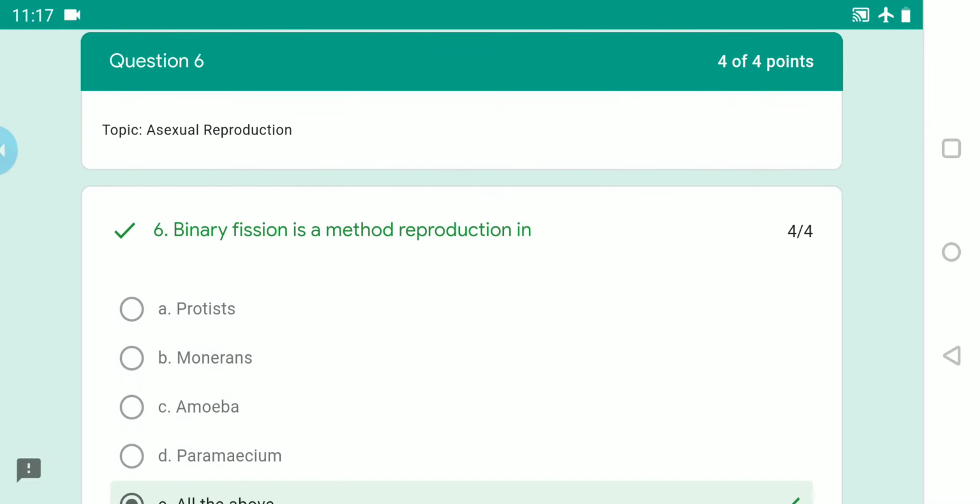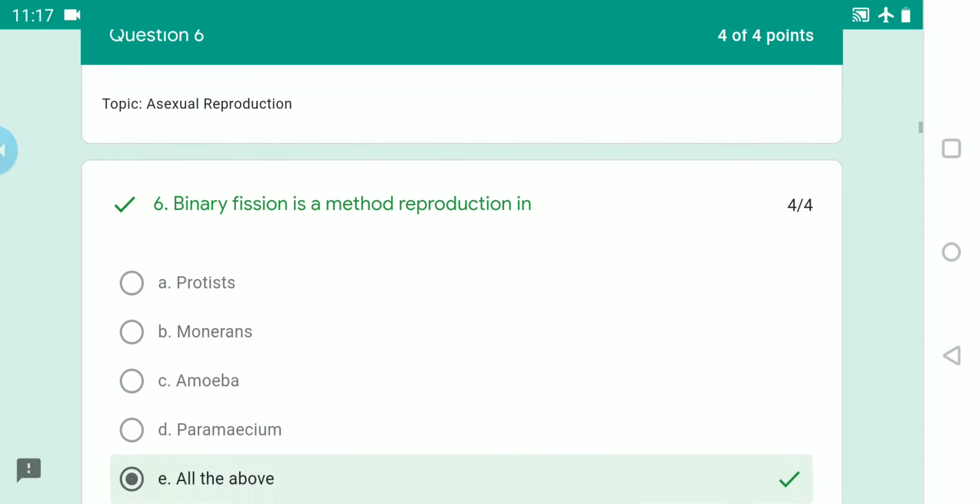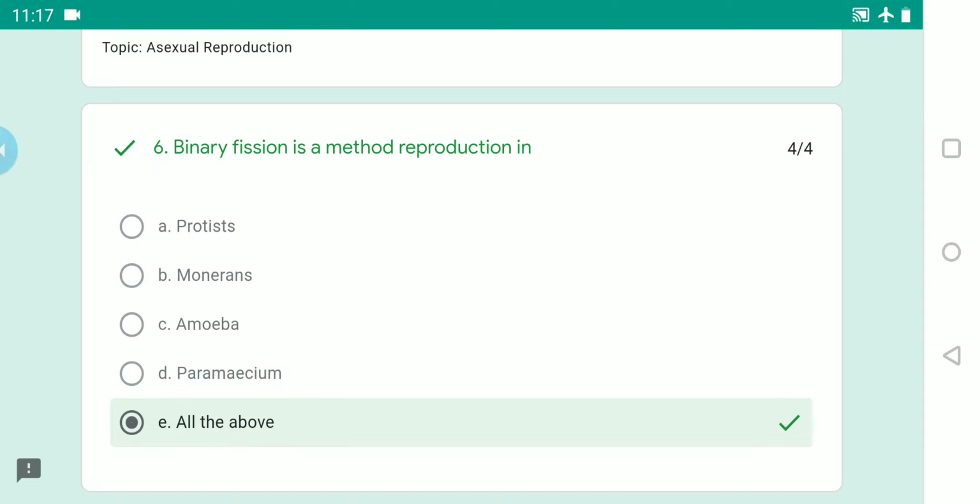The next question. Binary fission is a method of reproduction in unicellular organisms, including all the protists, monerans, amoeba, and paramecia. They all undergo binary fission. That means binary: 1 will become 2, 2 will become 4, 4 will become 8, like that. If the number continues, then it is considered binary fission.